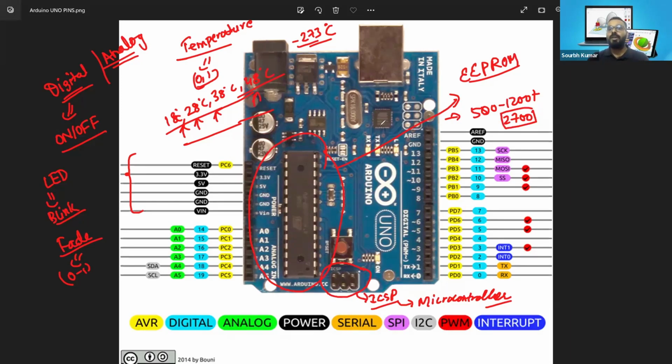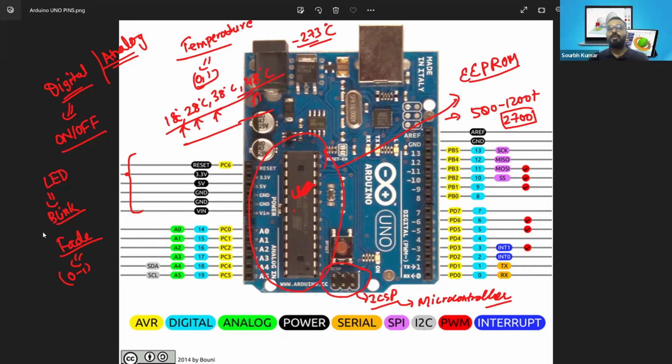But instead of this development board, if you want to use this microcontroller individually or directly in your project, you can buy the microcontroller separately, and it will cost less compared to the development board. You can directly program that microcontroller using the ICSP pins. Okay, sir. Thank you.